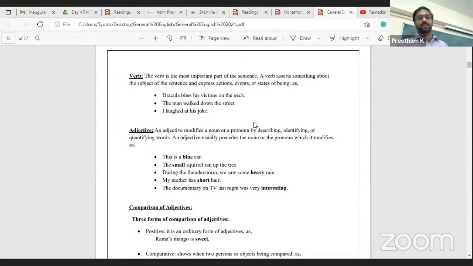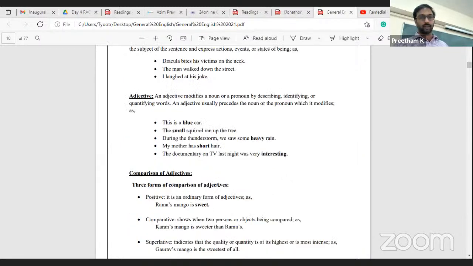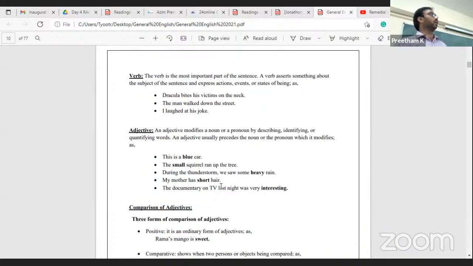A verb asserts something about the subject of the sentence and expresses action, events, or state of being, as in Dracula bites his victims on the neck. The man who walked down the street, I laughed at his joke. So verbs actually denote action-denoting words. Then the other day I discussed helping verbs, modal auxiliaries and other things.